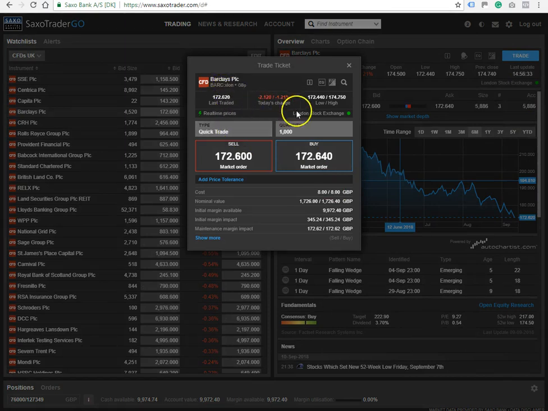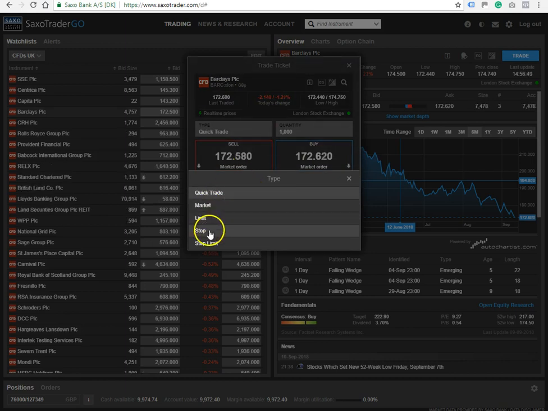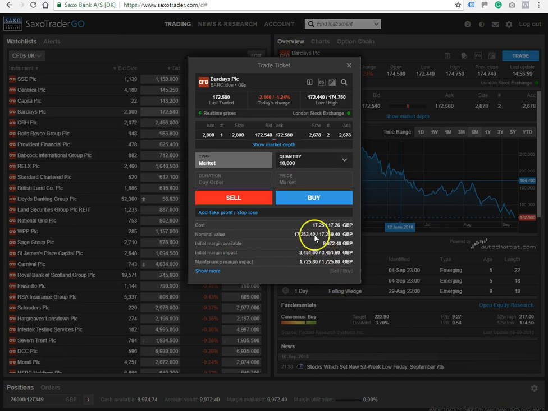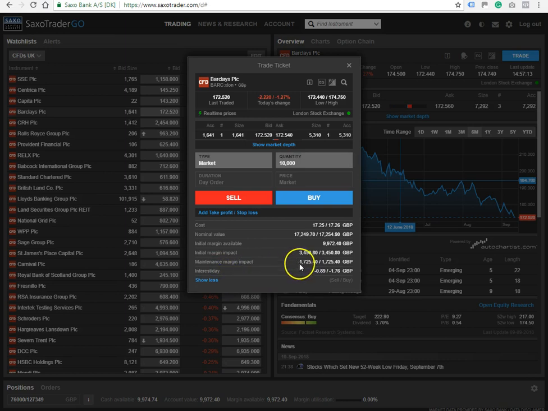So you've got Barclays, last trade, bid offer, order types, you've got market, limit, stop, stop limit. We're not going to do a big trade, so we'll just put a small one on. For the purpose of this, how much is 10,000? So 10,000, that's £17,000 worth of Barclays shares. Initial margin available, that's what we've got. That's going to eat up 3,500 in initial margin. And to put the trade on, we need an extra 1,700 quid in the account for maintenance margin.